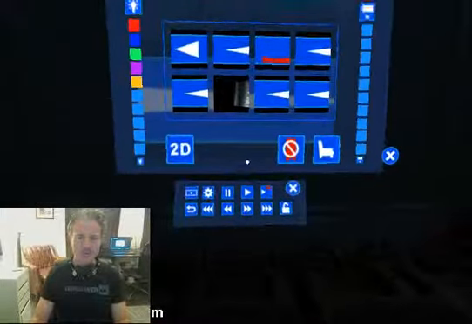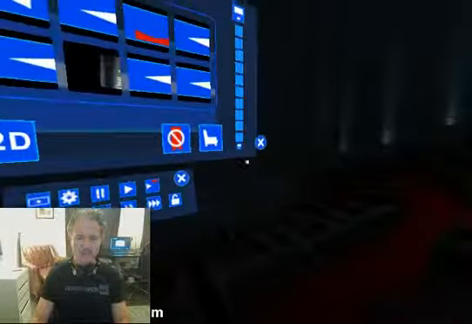The next one brings up the settings, which is a whole bunch of stuff that I'll go over in the next video. I'm going to close that for right now, and then of course the two vertical lines are pause, play, and then bookmark.